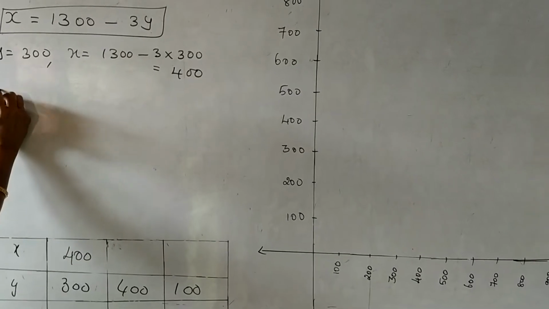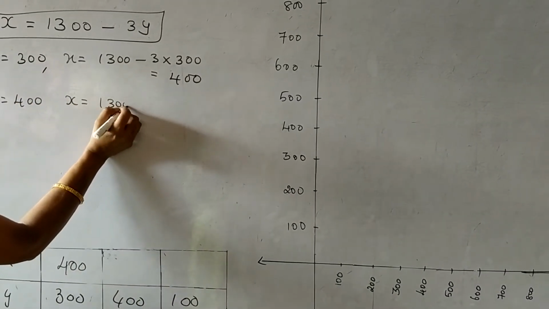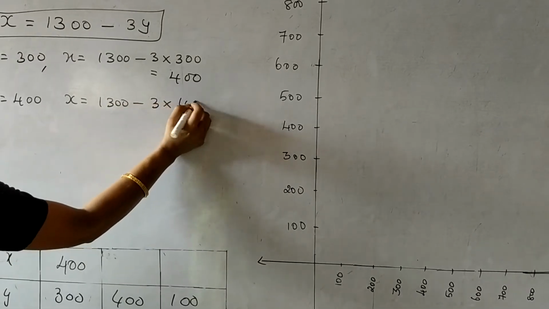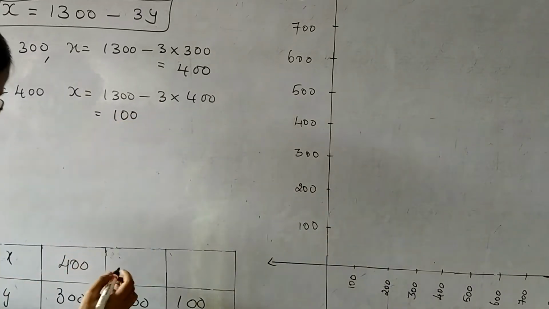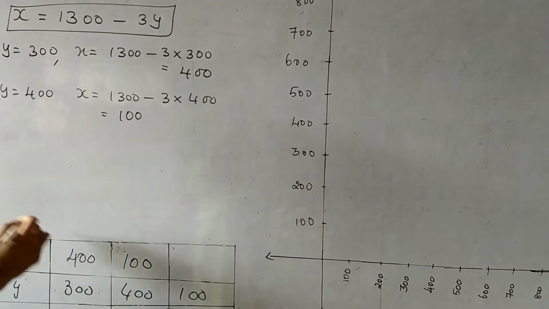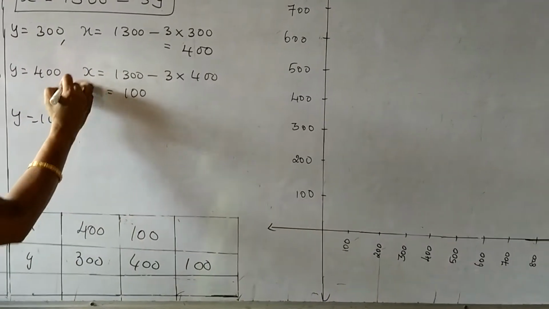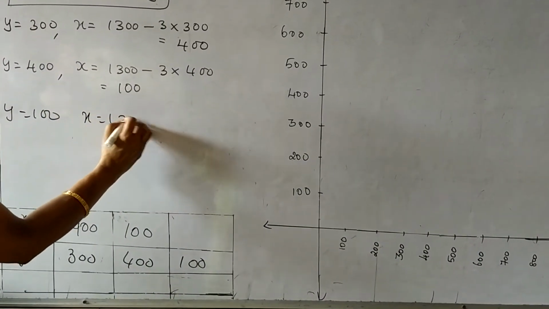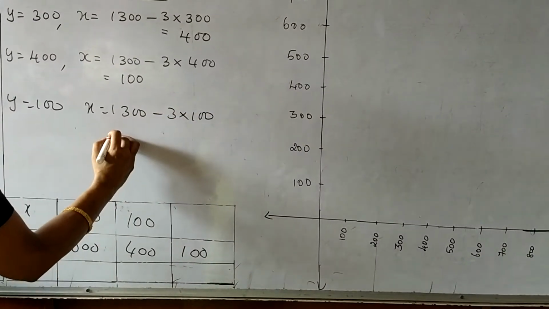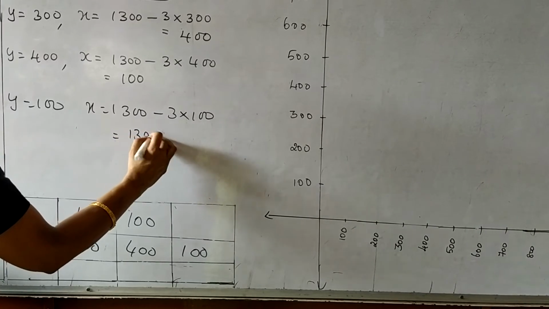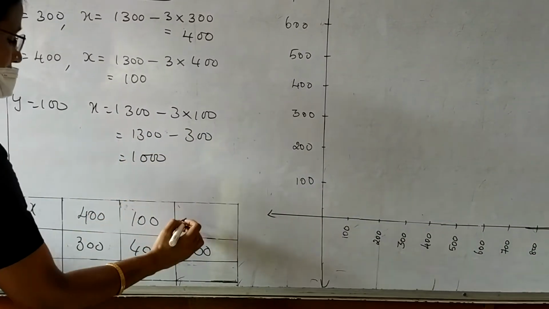Then I take y is equal to 400. x becomes 1300 minus 3 into 400. 1300 minus 1200 becomes 100. That is the corresponding value of x in the second case. Then I have taken y as 100. So substituting here, x is equal to 1300 minus 3 into 100, which becomes 1300 minus 300, gives 1000.